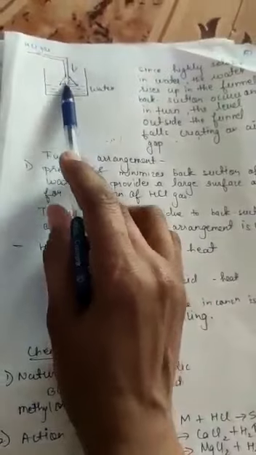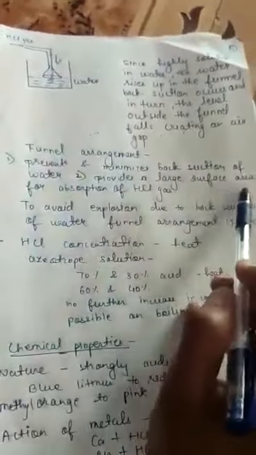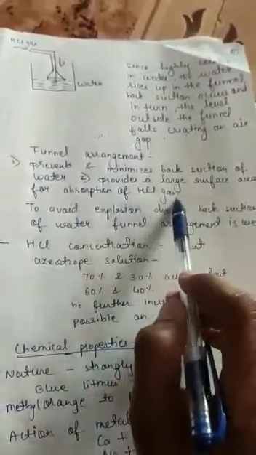So why is the funnel used? To prevent and minimize the back suction of water so that it does not go up, and it provides a large surface area for absorption of HCl gas. So there are two reasons why the inverted funnel arrangement is used: to prevent or minimize back suction of water and to provide a large surface area for absorption of HCl.